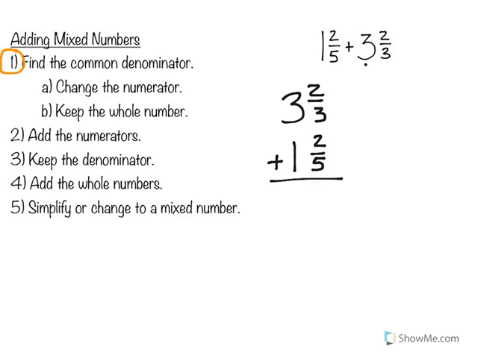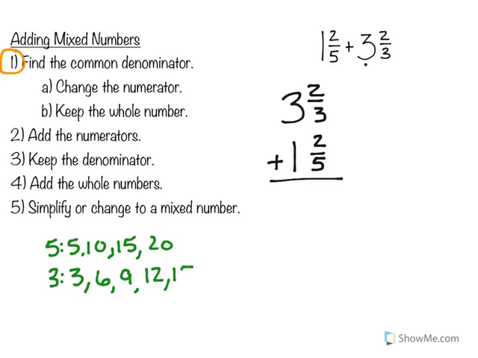The first thing I want to do is find the common denominator. In order to do that, I'm going to have to figure out which multiple of 3 and 5 they have in common. So I'm going to start with counting by 5s. So I've got 5, 10, 15, 20, and then I'm going to count by 3s. 3, 6, 9, 12, 15. Now I'm going to stop there because I see that 5 and 3 have 15 in common. So I'm going to use that as my common denominator.